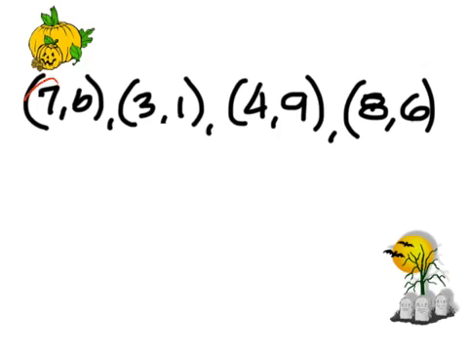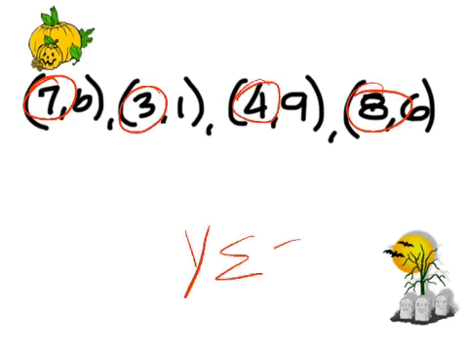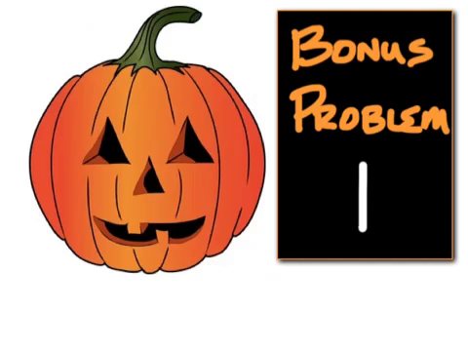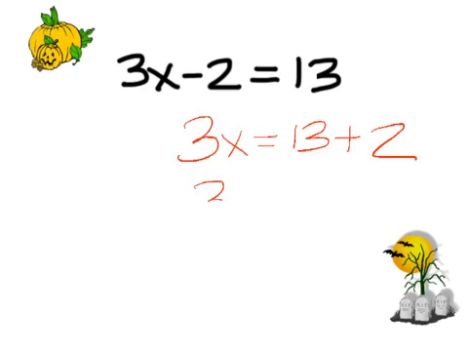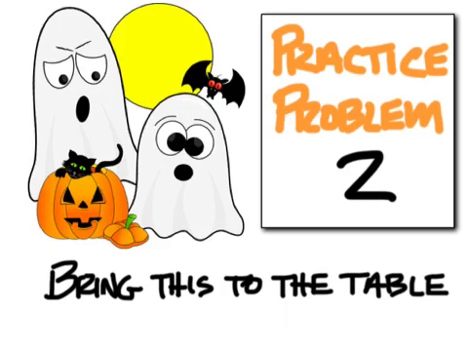On the practice problem, you have 7, 3, 4, and 8. They're all different, so the answer is yes. Bonus number 1. For the bonus problem, it should be 3x equals 13 plus 2. That's going to give you a 15, which you'll divide by 3 to get an answer of 5.